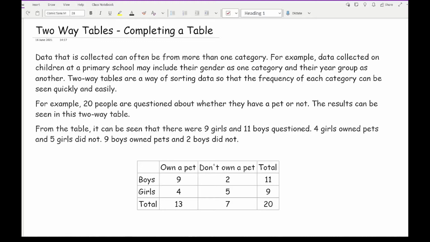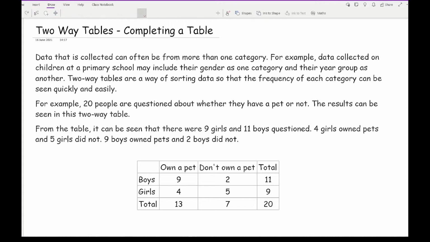So for example, if 20 people were questioned about whether they have a pet or not, the results can be seen in a two-way table, which is seen below. Now, from the table, it can be seen that there were 9 girls and 11 boys questioned. 4 girls owned pets and 5 girls did not, and subsequently 9 boys owned pets and 2 boys did not.